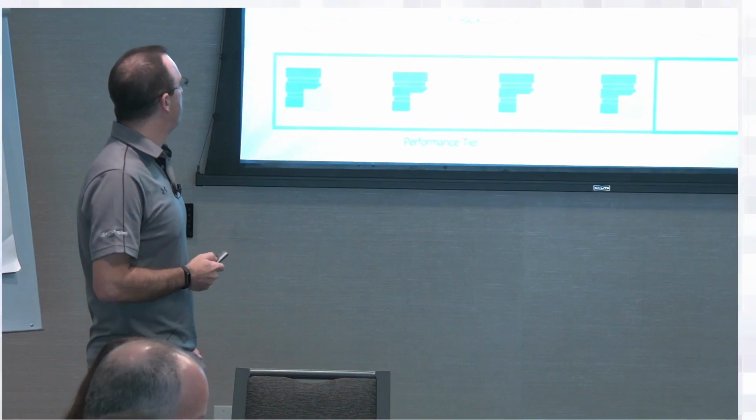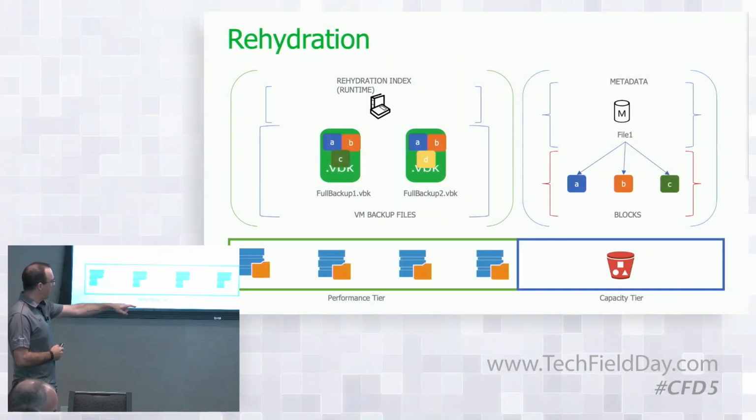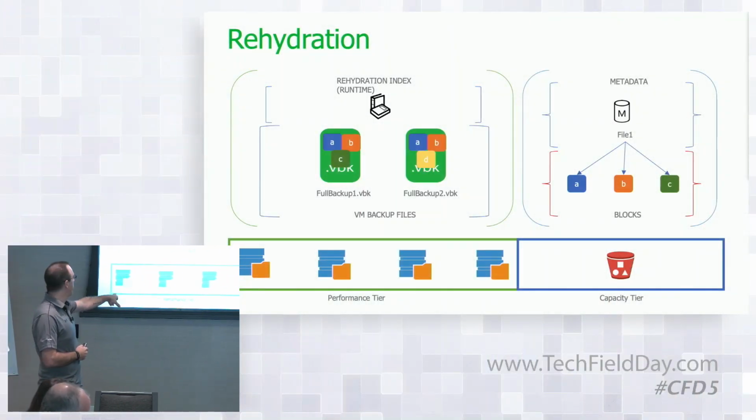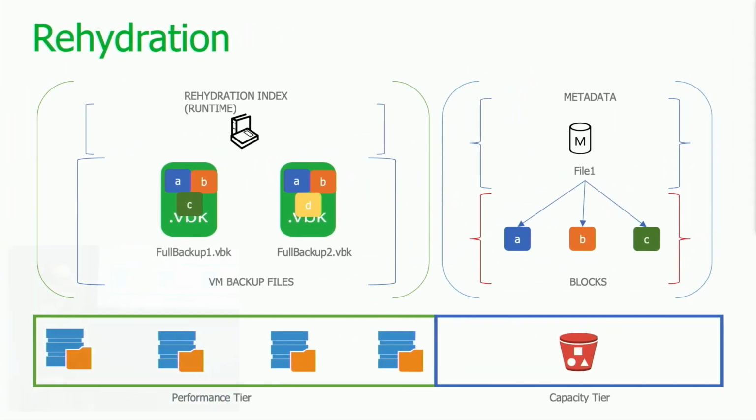In terms of rehydration, I talked about that intelligent block recovery. When we're pulling the data back from the capacity tier to the performance tier, we're looking to restore full backup 1. What we'll do is look at the oldest local backup first and work out if we've got the blocks locally. If we do, we'll pull them from the local and into the file. So we'll rehydrate that way.